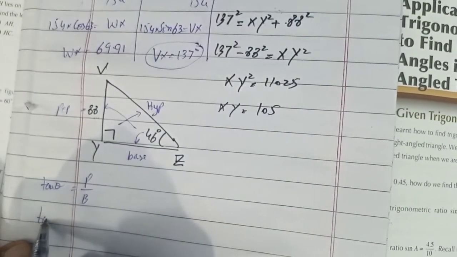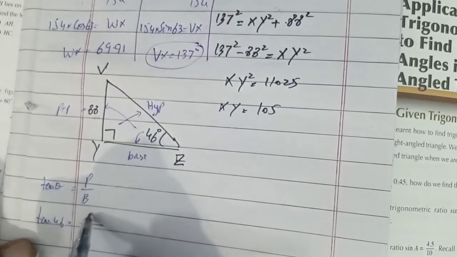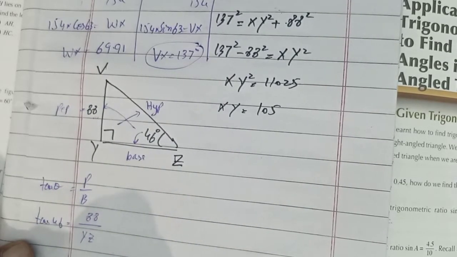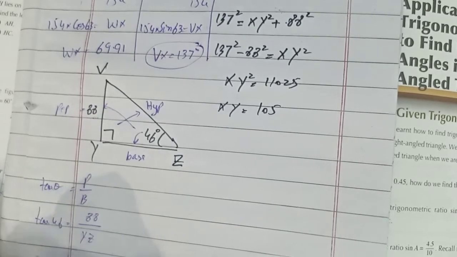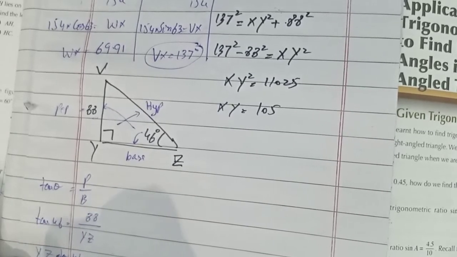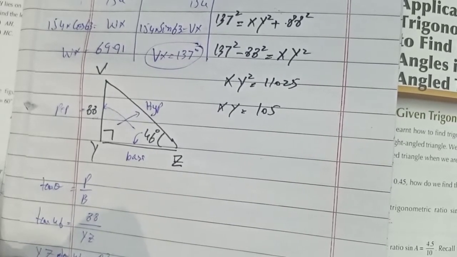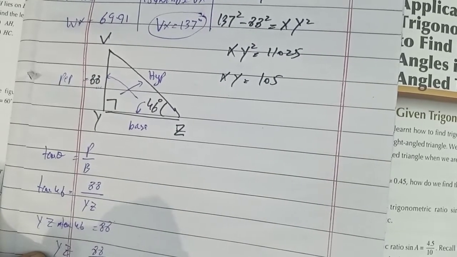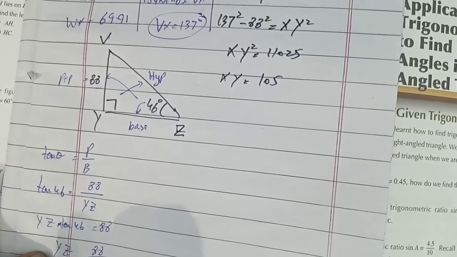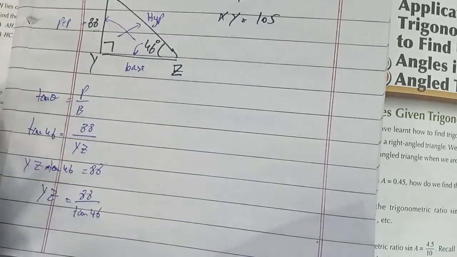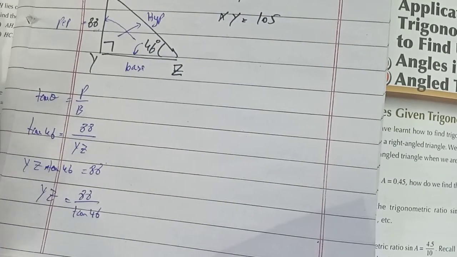Okay, so tan 46 is equal to 88 over YZ. Now I will multiply YZ by tan 46 by the process of cross multiplication. Then as I have to determine YZ, I shift tan 46 over here. It will go underneath. Now we divide 88 by tan 46. 88 divided by tan 46.